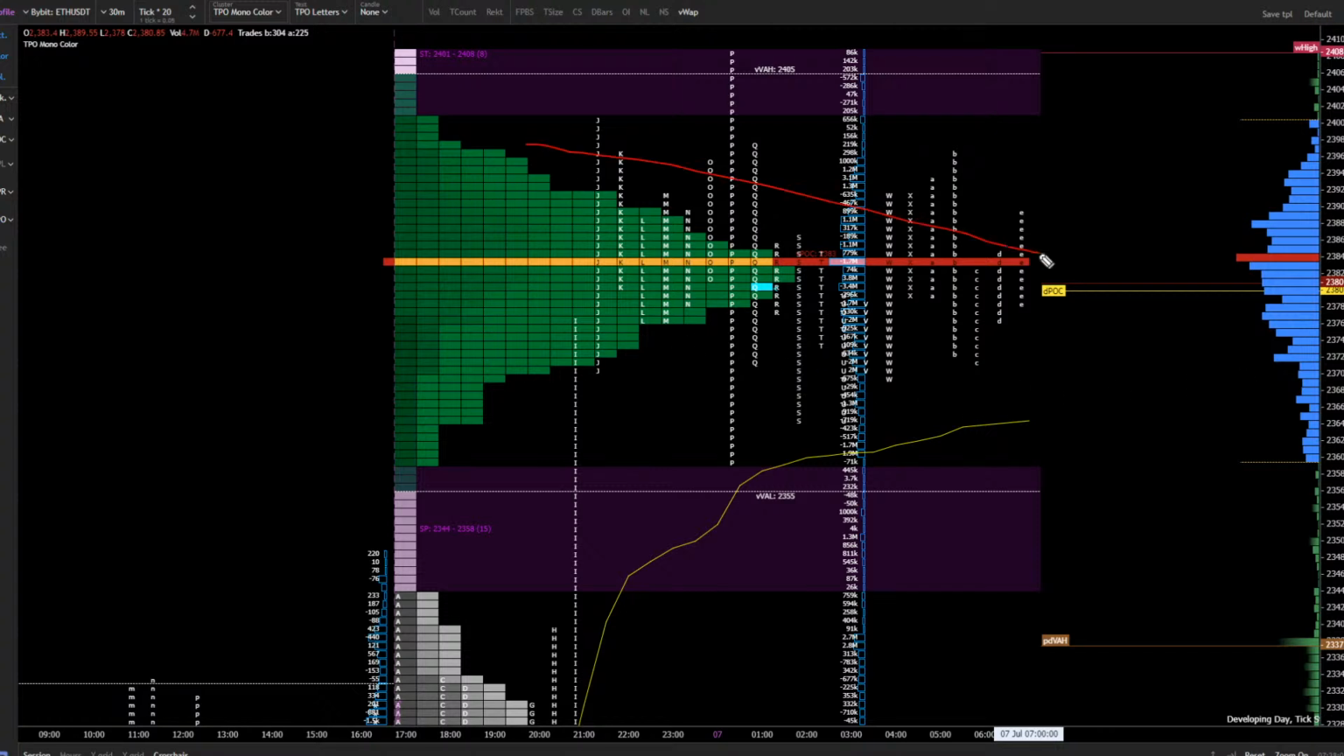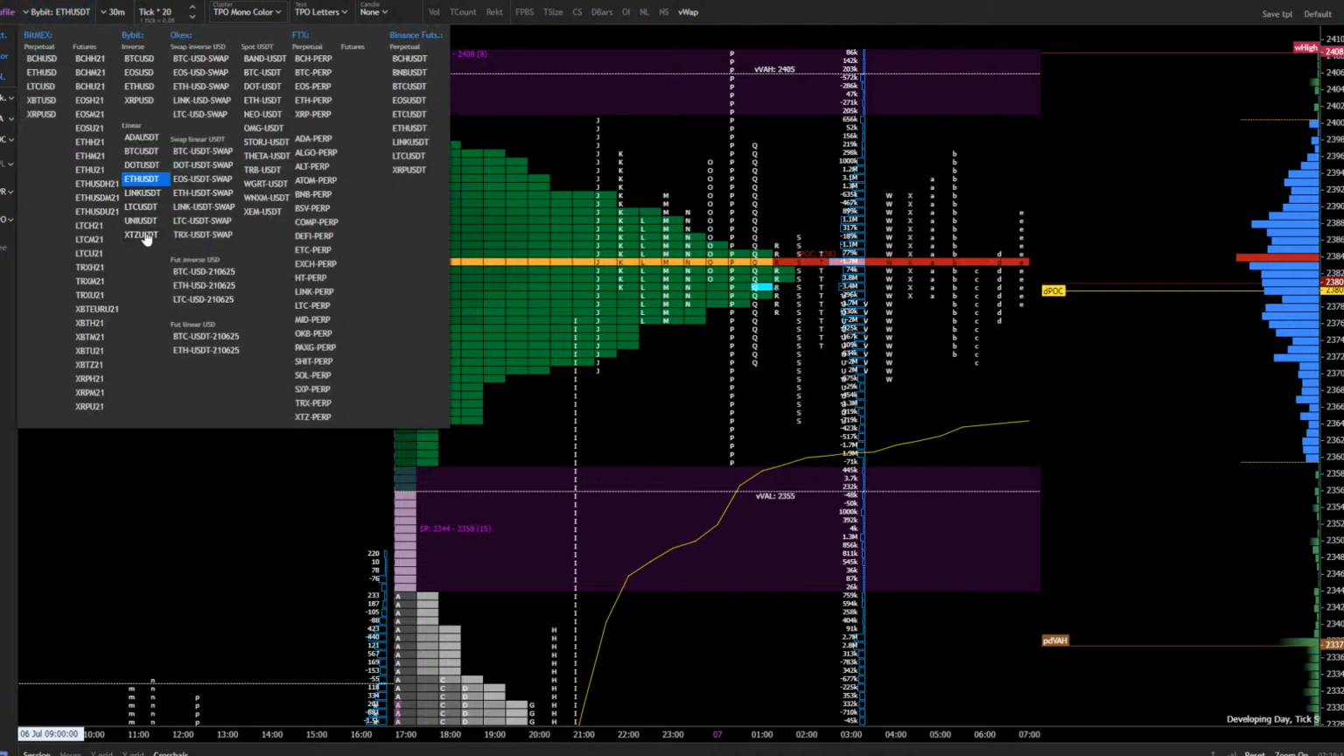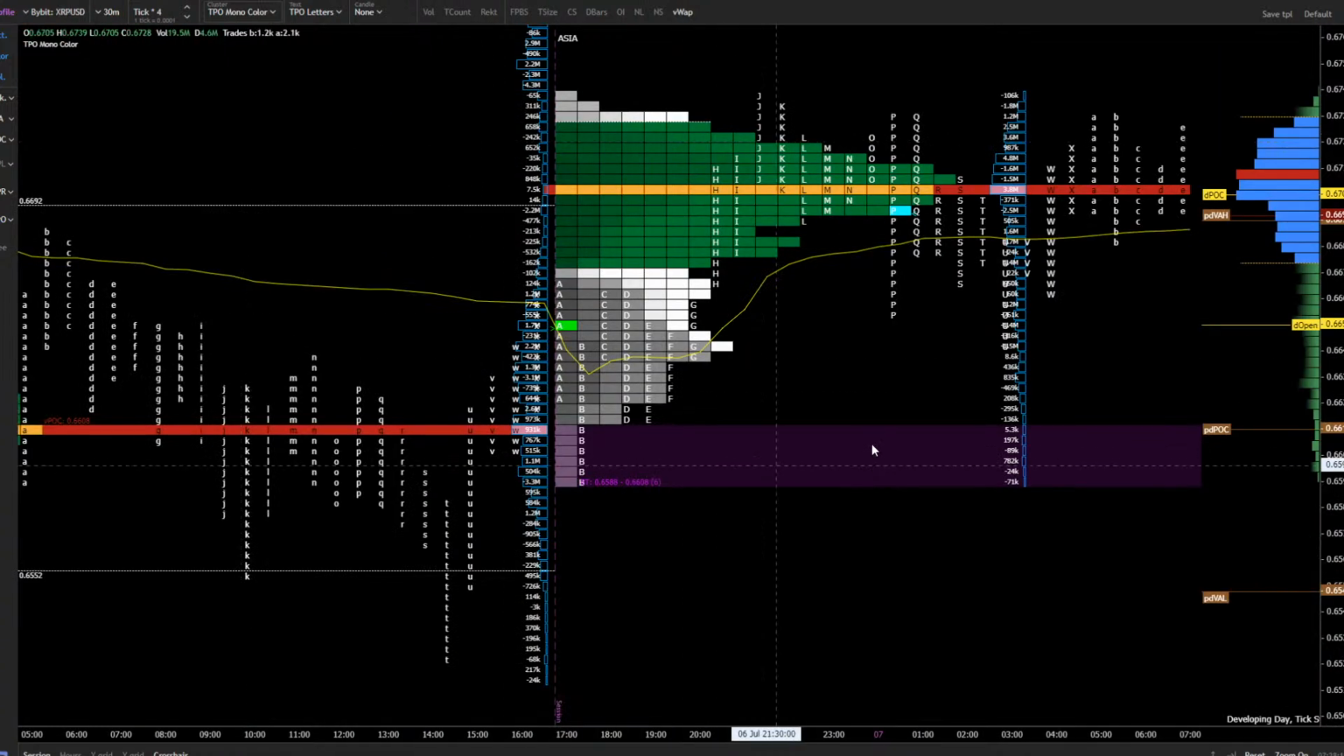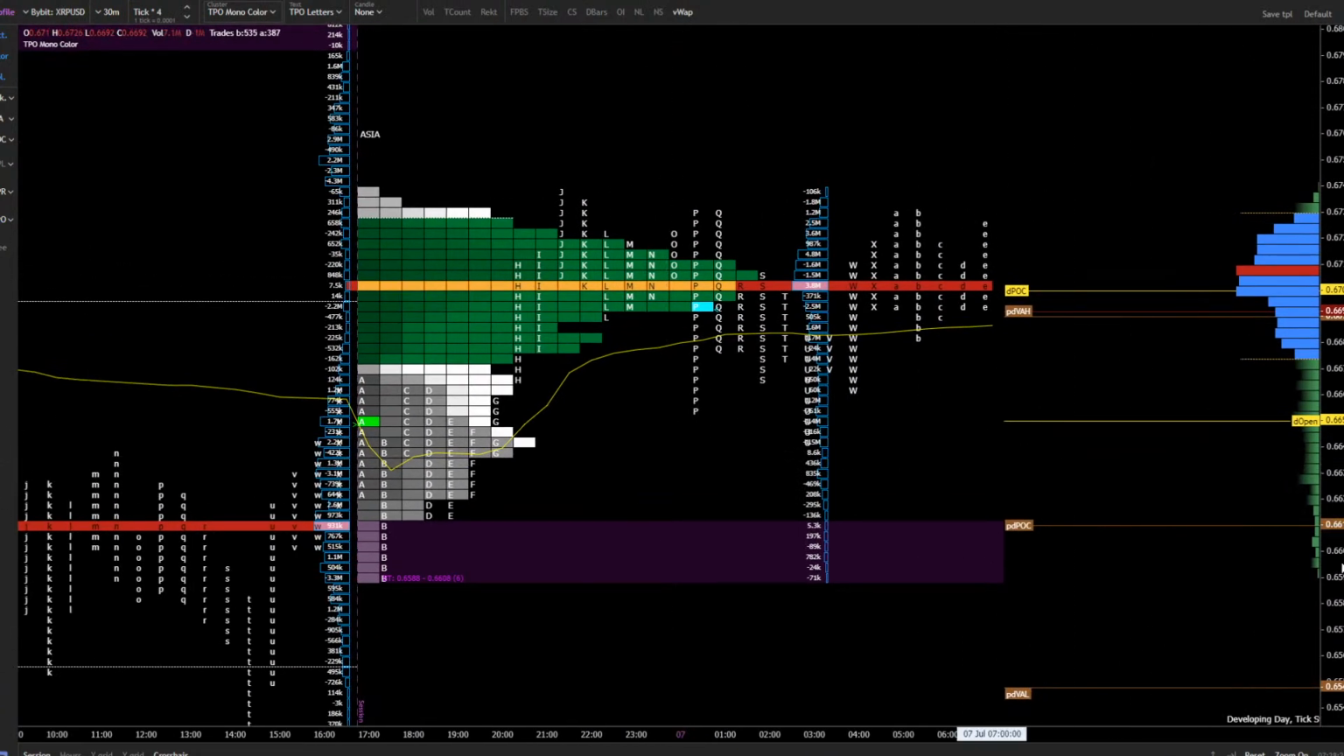Yeah, so it looks like pretty much everything's just stuck in this little consolidation land here. Let's look at XRP for CryptoChem. This is his favorite coin.